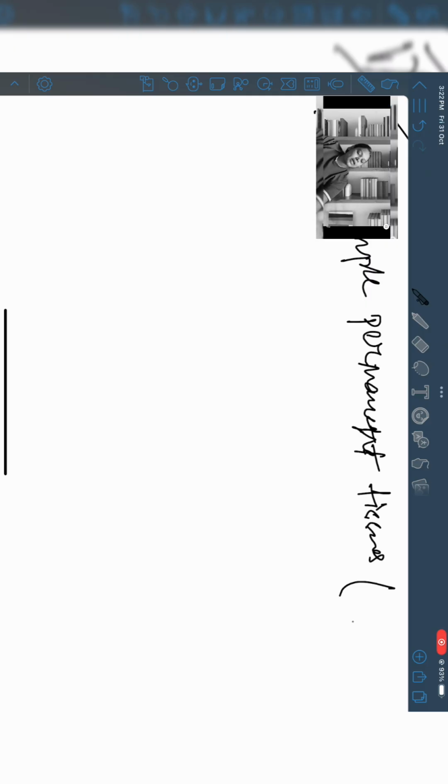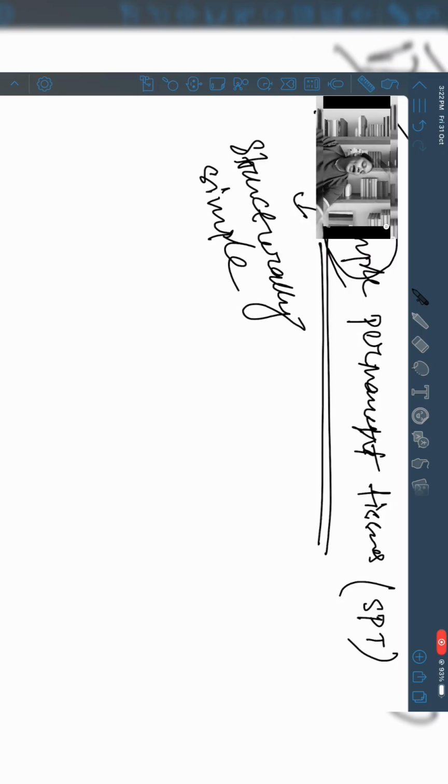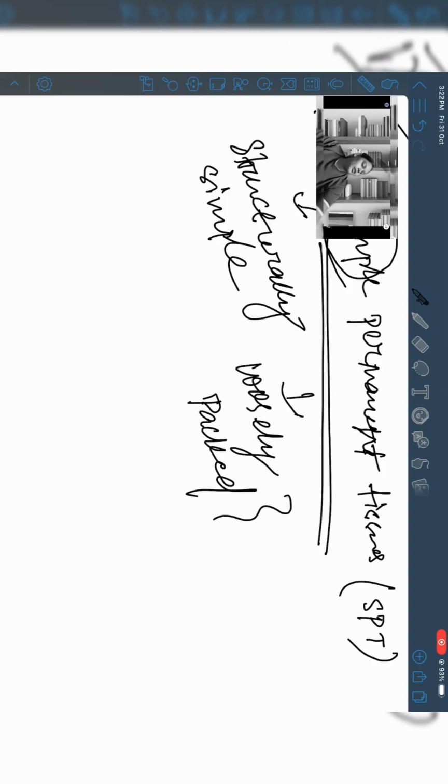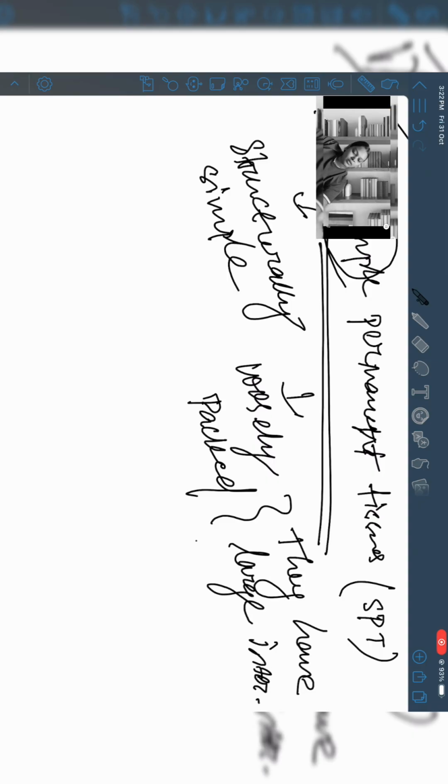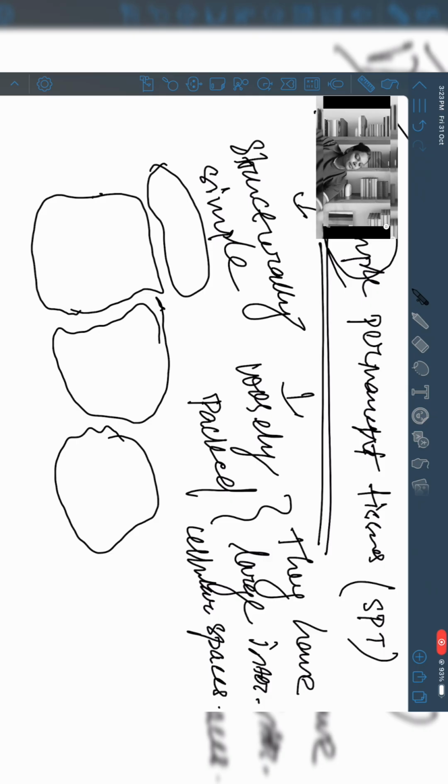So simple permanent tissues, as the name suggests, are structurally simple. What else? They're very loosely packed. As they're loosely packed, they have large intercellular spaces. Get my point? Suppose this is a cell. This would be another cell. This would be another cell. So, as they are loosely packed, the region between the cells, or the space, is larger. Got it?